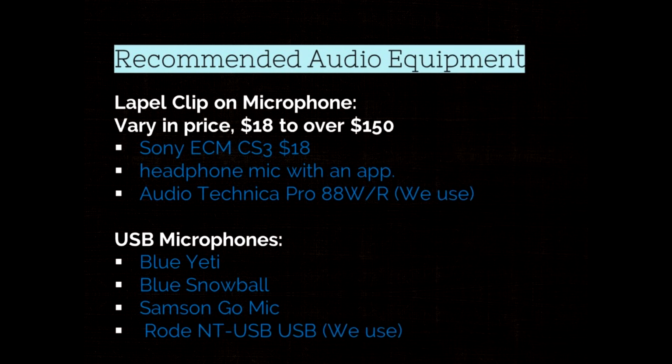So the audio equipment that we recommend really depends, first of all, on what type of video you're going to be recording. You can buy a lapel system, a wireless microphone and receiver. We use Audio-Technica Pro 88WR. And again, you'll have all this information written down for you to make it easier. However, the pricing when it comes to your lapel mic can vary. You can buy some as low as $18, the Sony ECM CS3 is only $18, and some can go up to $150 or even more.